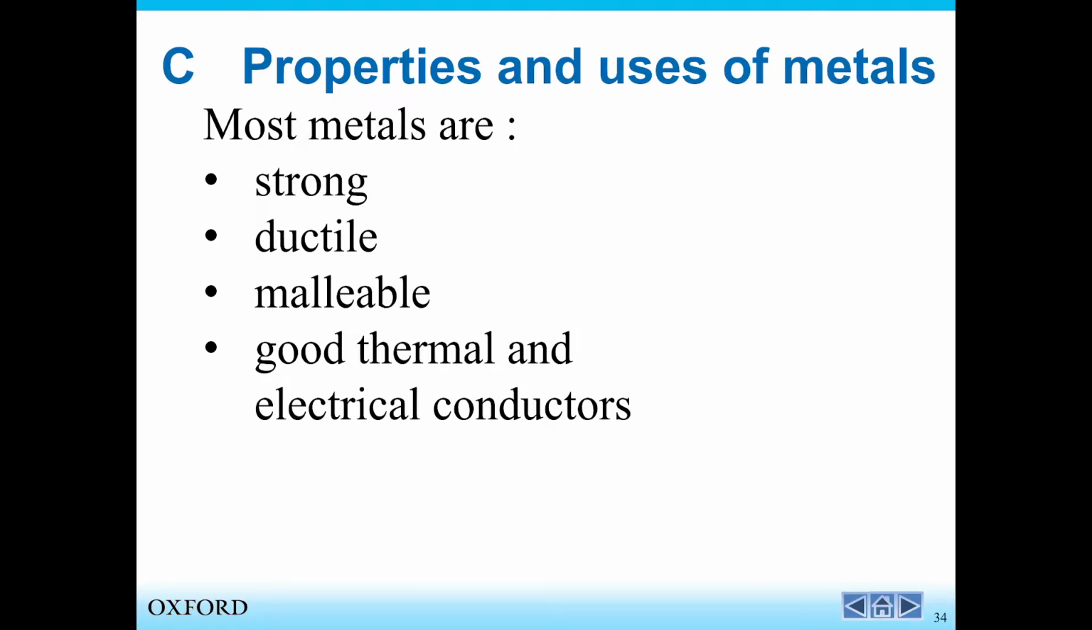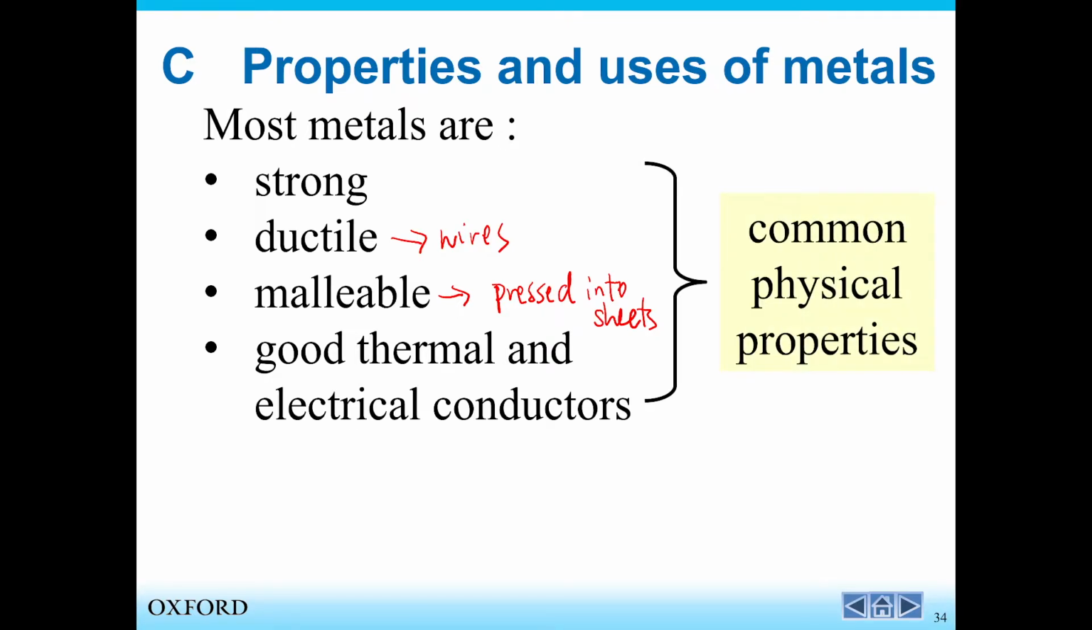Ductile and malleable, do you still remember what they mean? In the first part of this chapter, you learned about metals and nonmetals and their common properties. Just to remind you, ductile means they can be made into wires. And malleable, remember, I would say it's pressed into sheets, where the area is larger. And ductile is mainly for wires. These are some of the common physical properties.